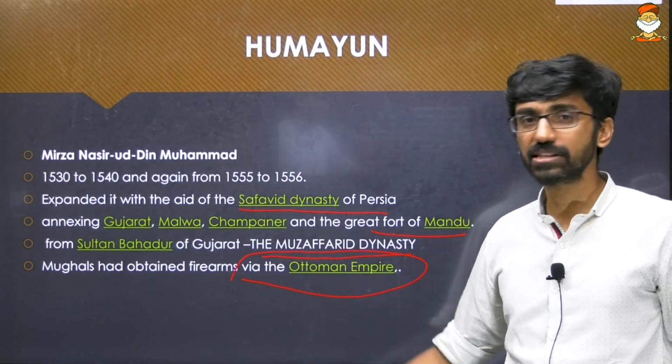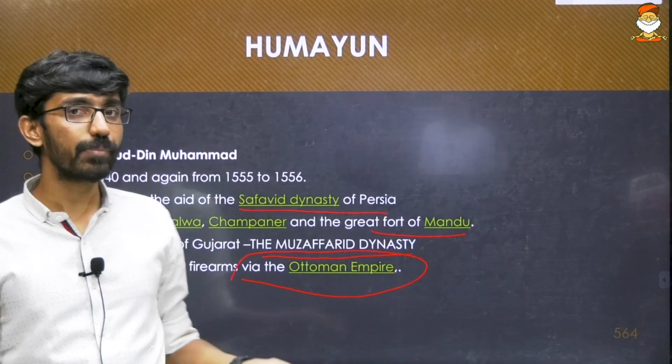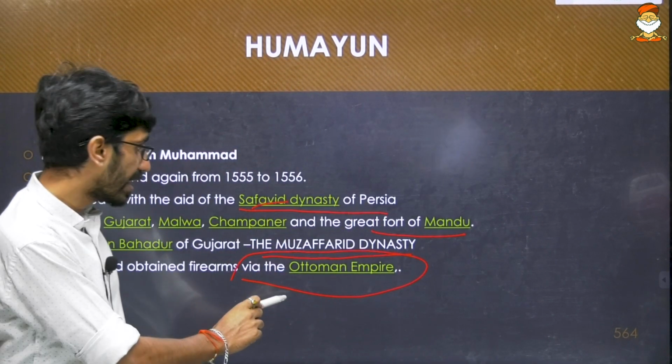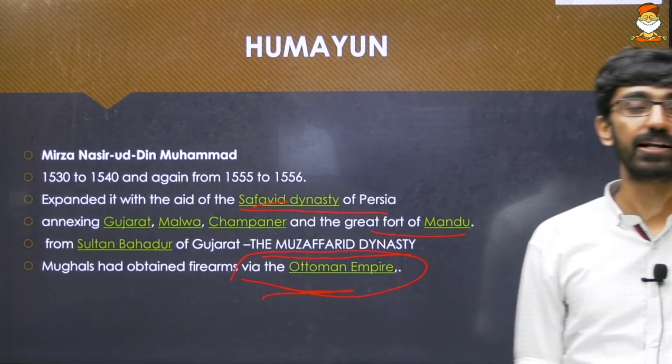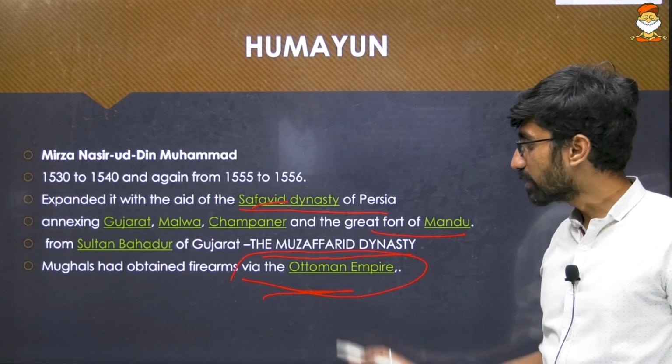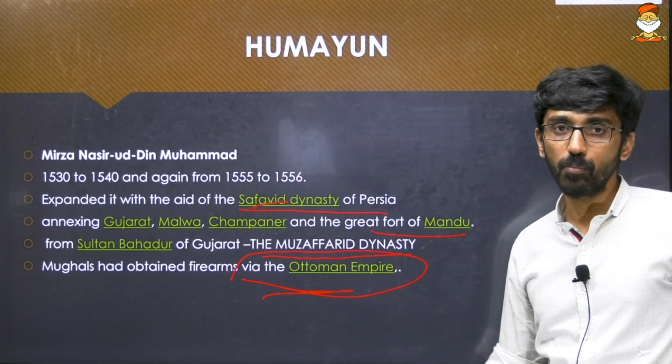Then again, Mughals had obtained the new kind of firearms from the Ottoman Empire, because there were three great empires during the Mughal times. One is the Mughal Empire, another one is the Persian Empire, that is the Safavid Empire, and the third great empire was the Ottoman Empire. The Chinese Empire was also there, that is also one of the greatest empires at that point of time. But majorly these three Islamic empires were there: Ottoman, Safavid, as well as the Mughal Empire.